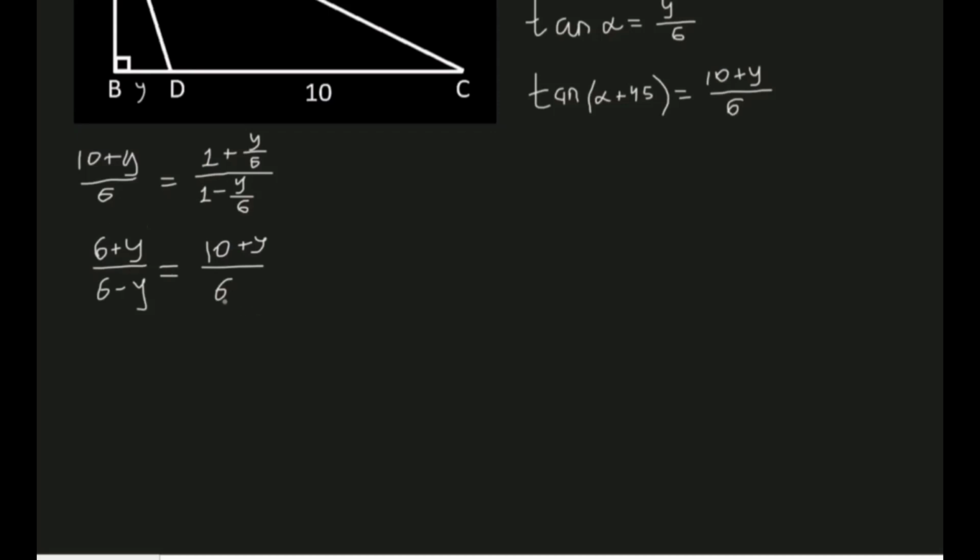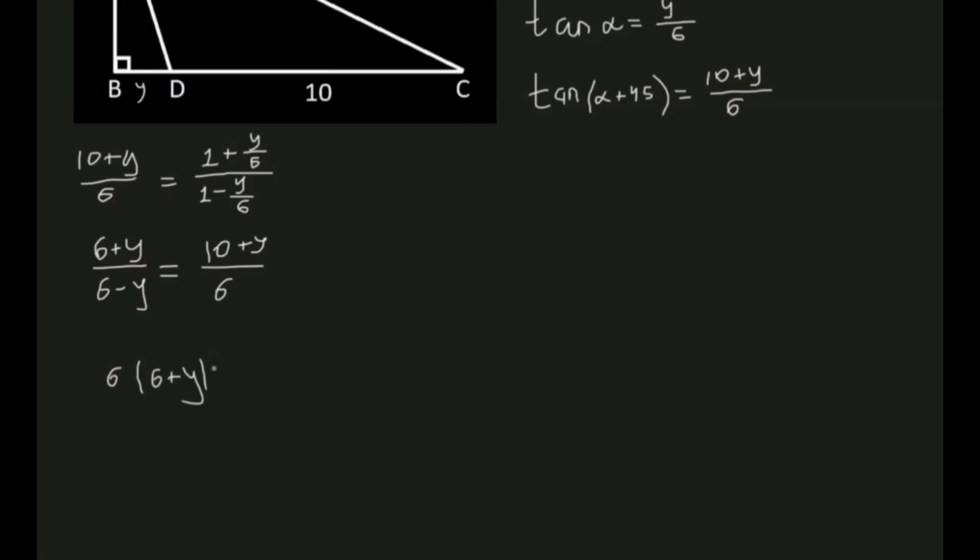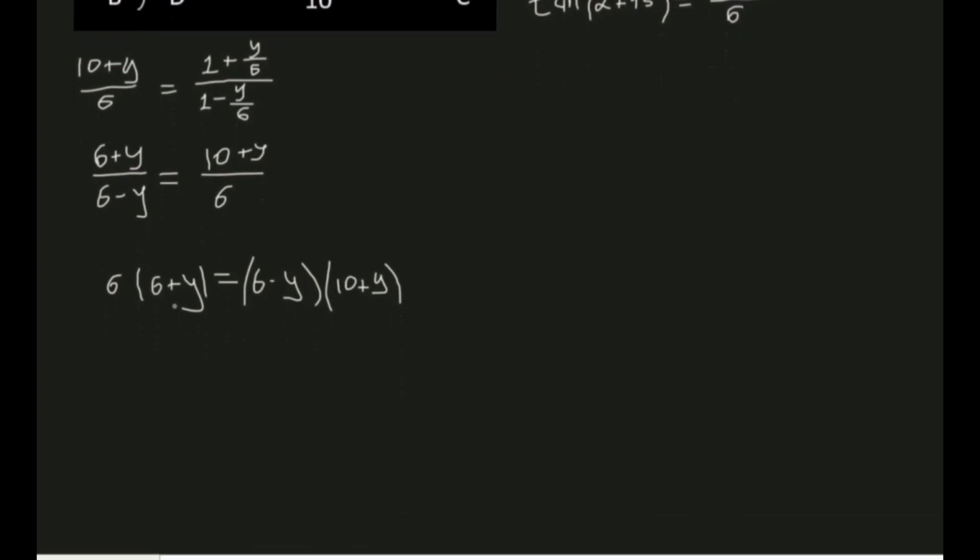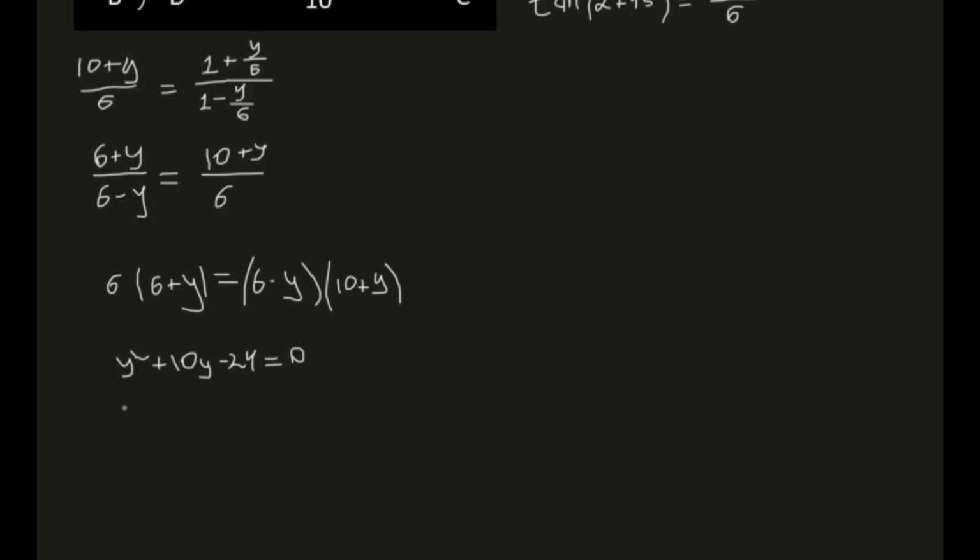After multiplying the parts of the fraction, of the proportion, we get that 6 multiplied by 6 plus y is equal to 6 minus y multiplied by 10 plus y, which leads us to the following equation, that y squared plus 10y minus 24 is equal to 0, and the roots of this equation would be y equals 2 and y equals minus 12, but y is always positive, so it means that we can omit this answer.